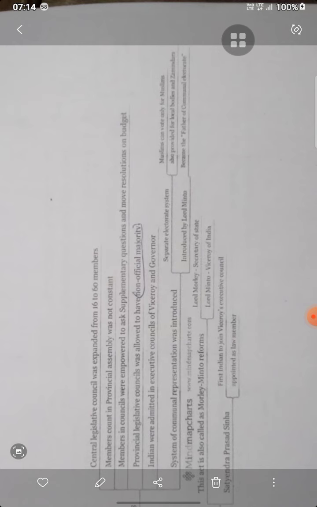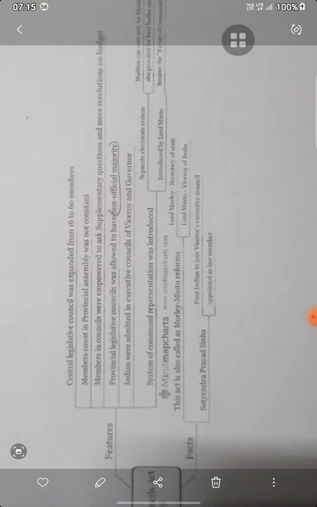The system of communal representation was introduced, and a separate electoral system was introduced for Muslims, so that Muslims could vote only for Muslims. It also provided for local bodies and zamindars. Lord Minto became the father of communal representation.